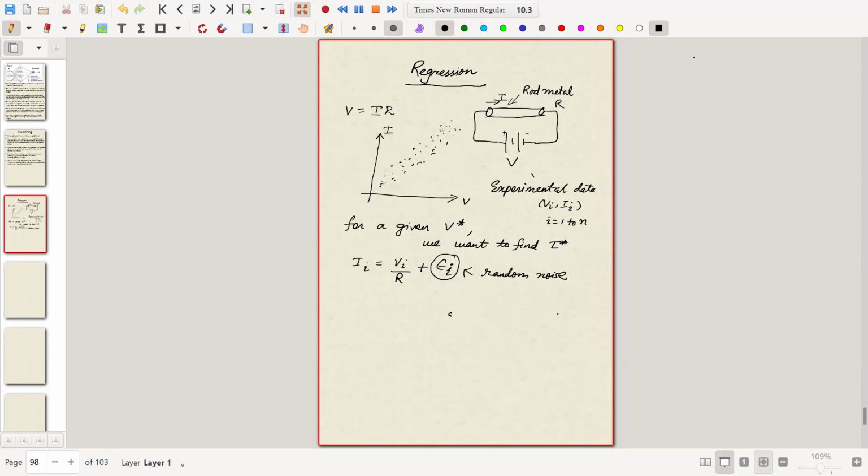Regression is to estimate the value of the dependent variable for a certain value of the independent variable. That means here, as I said, for a given value of V star, your job is to find capital I star. So that's the job of regression.